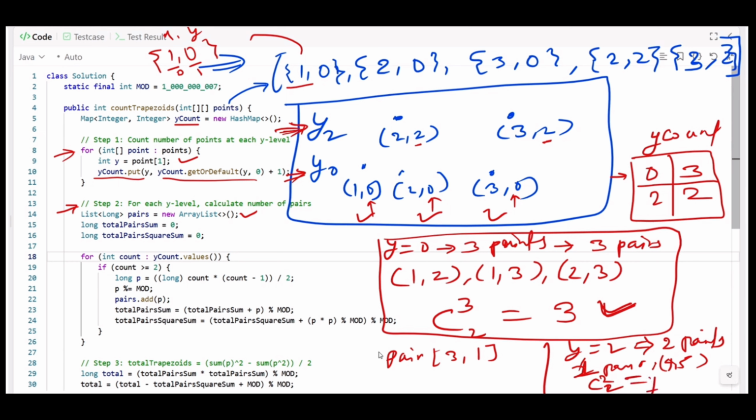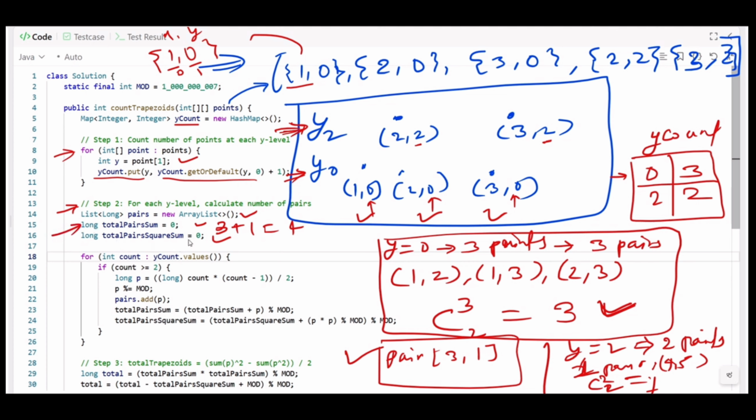Remember? And so we can say the pair will contain 3 and 1. Now we have to take what? Total pair and total pair sum square. How will we get this? The total pair is 3 plus 1, because from the pair you have 3 and 1. So 3 plus 1 is nothing but 4. So you will get the value 4 here.